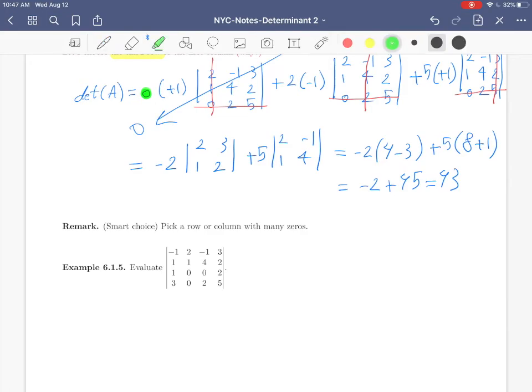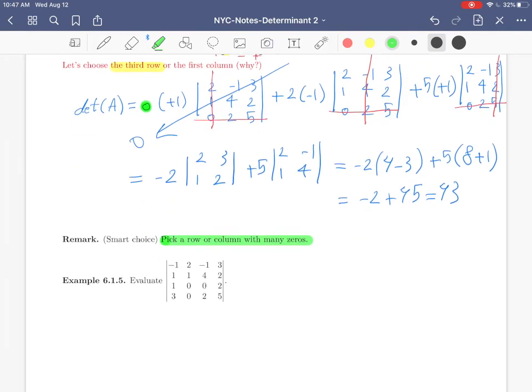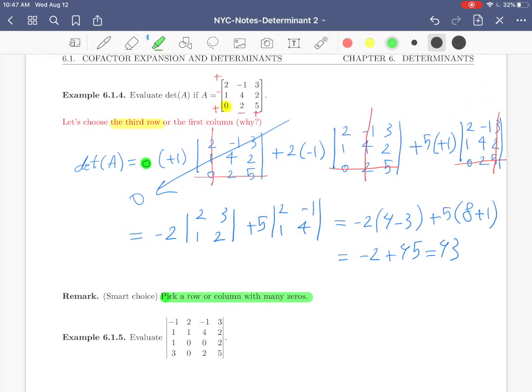Now let's look at this interesting remark, which says the smart choice is to pick the row or column with many zeros, because then you will have less computation. Great. I think that's enough for today. Next time we continue by evaluating the determinant of a 4 by 4 matrix.